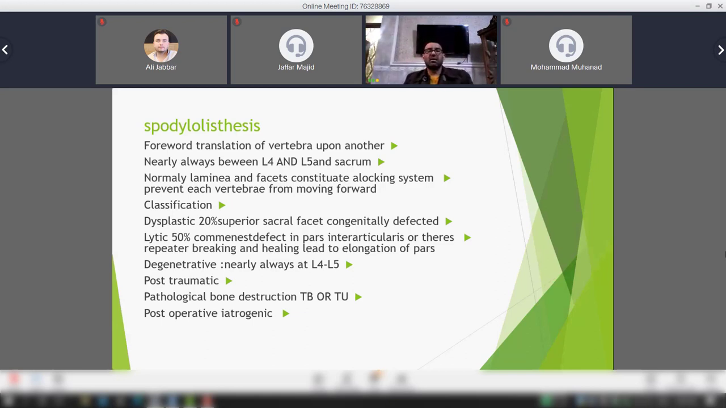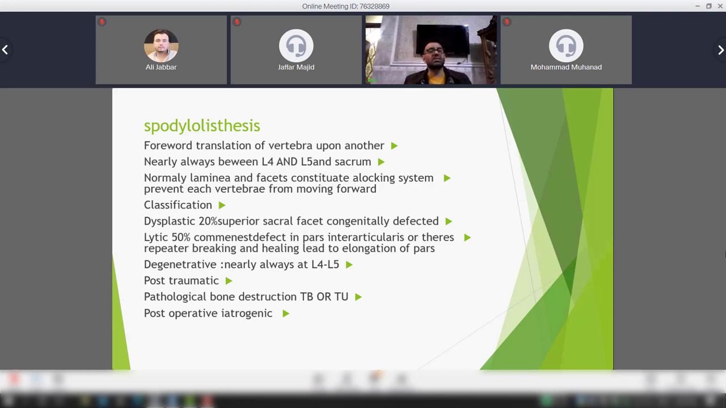Normally, lamina and facet are a locking system that prevents each vertebra from moving forward. But when there's a defect, like in the classification, with a dysplastic, that means 20% of the cases dysplastic. Superior sacral facet congenitally defected. أكو بي مشكلة sacral facet فما يصير locking system. شي طلع تطلع ال L5 اللي قدام.